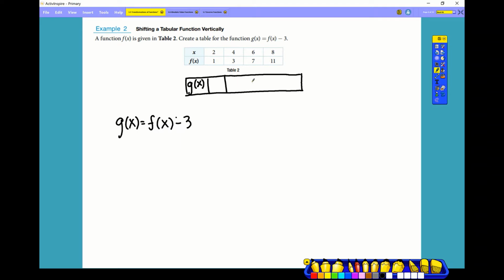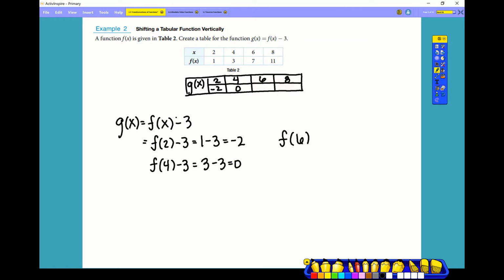It looks like there's 4 values here. We're going to have x equal to 2, x equal to 4, x equal to 6, and x equal to 8. So we go to the first one, f of 2 minus 3. The table says that f at 2 is 1, so it's 1 minus 3, which is negative 2. What about f of 4 minus 3? The table says f at 4 is 3, minus 3, so it's 0.